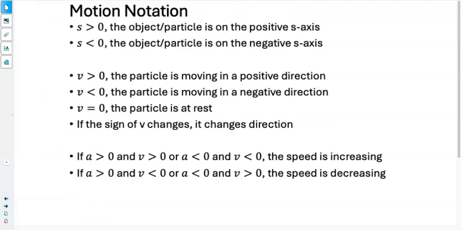Now, if the sign of v is changing, that means our particle is changing direction as it moves. If our a is greater than zero and v is greater than zero, or a is less than zero and v is less than zero, our speed is increasing. So if you recall, our speed doesn't depend on direction. If our a is greater than zero and v is less than zero, or a is less than zero and v is greater than zero, then our speed is decreasing.